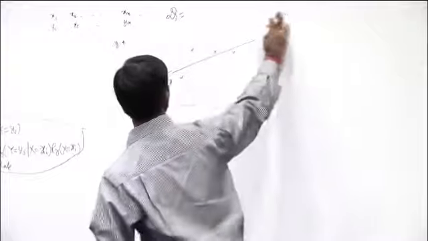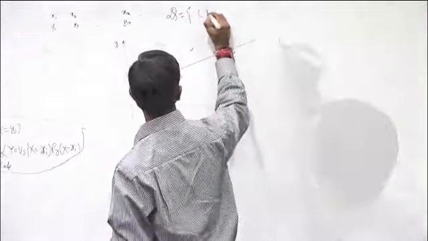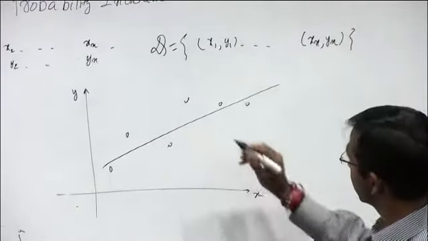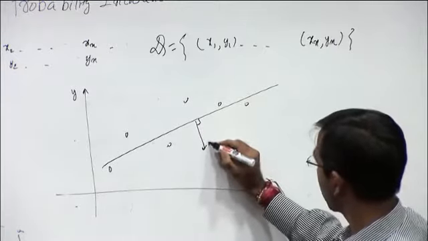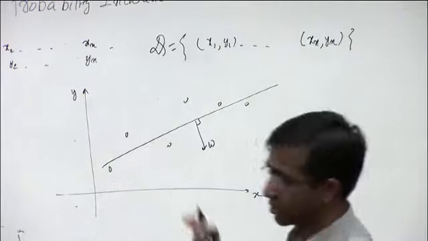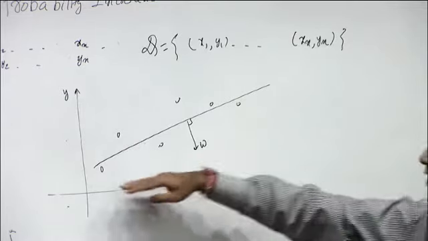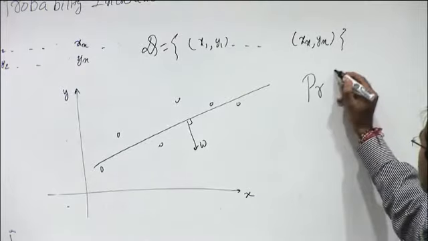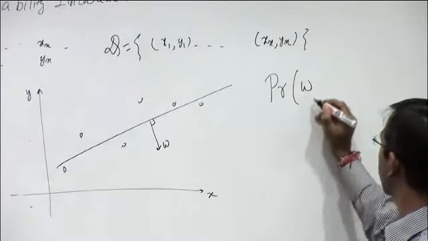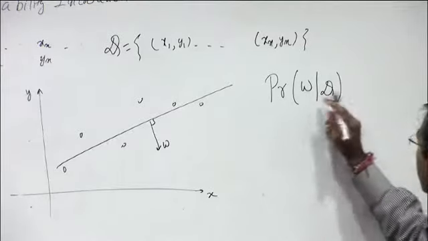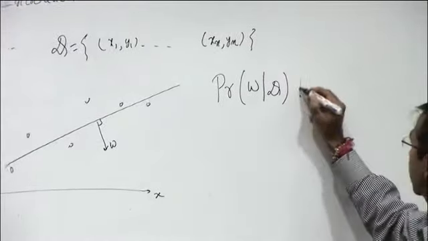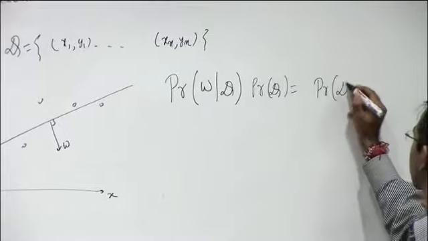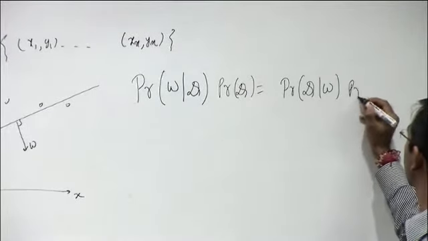So let me call my observed points, or my data set, D, and let me represent this line by its normal w, and I'll assume that the line passes through the origin so that you don't have to worry about the bias or intercept. Okay. In that case, using the product rule, I can write probability of w given my data set times probability of the data set is equal to probability of the data set given w times probability of w.